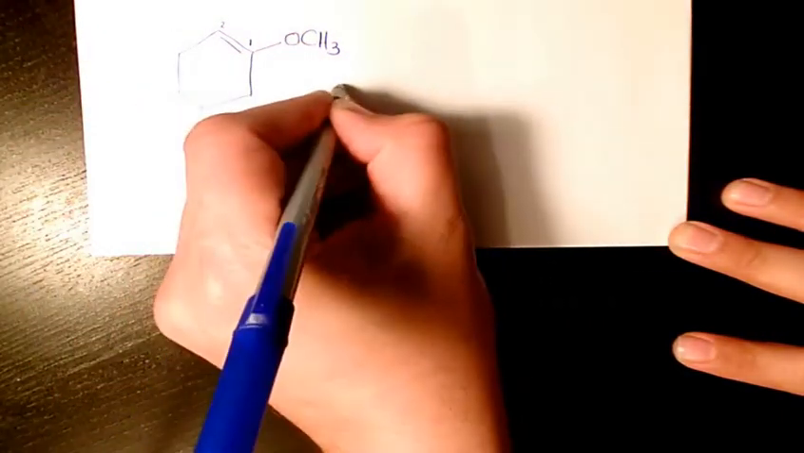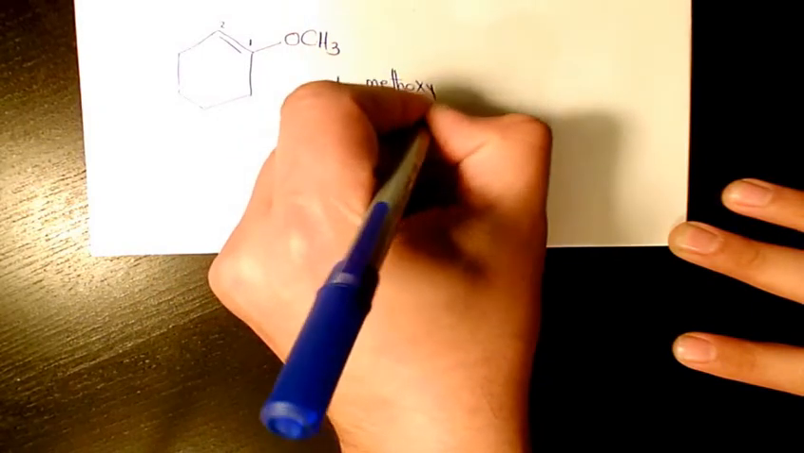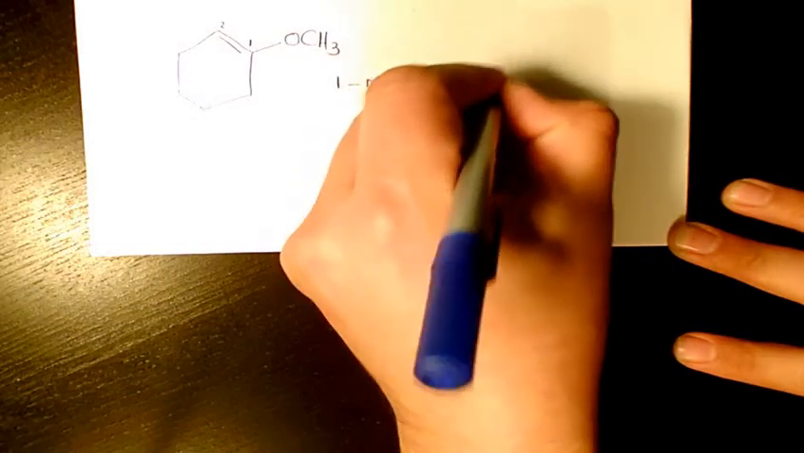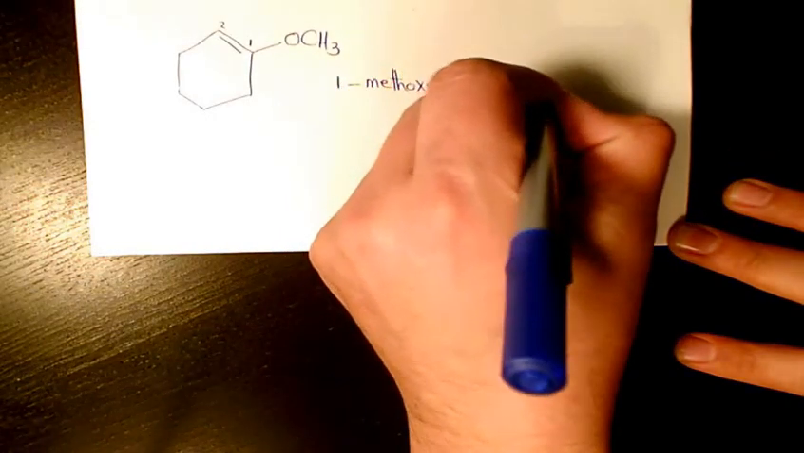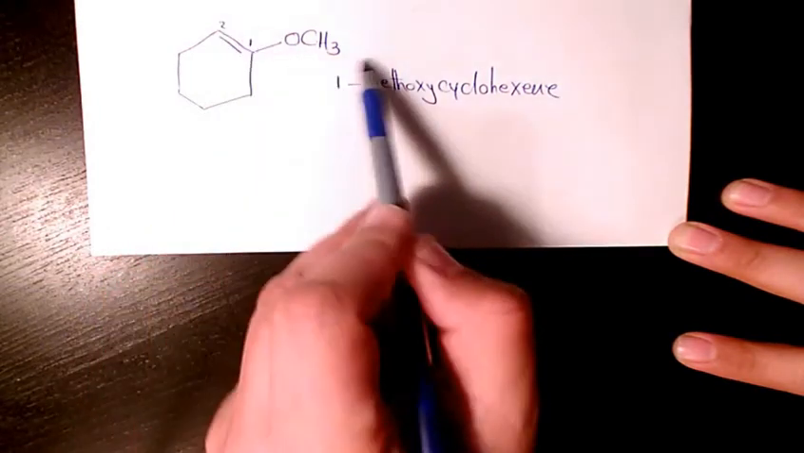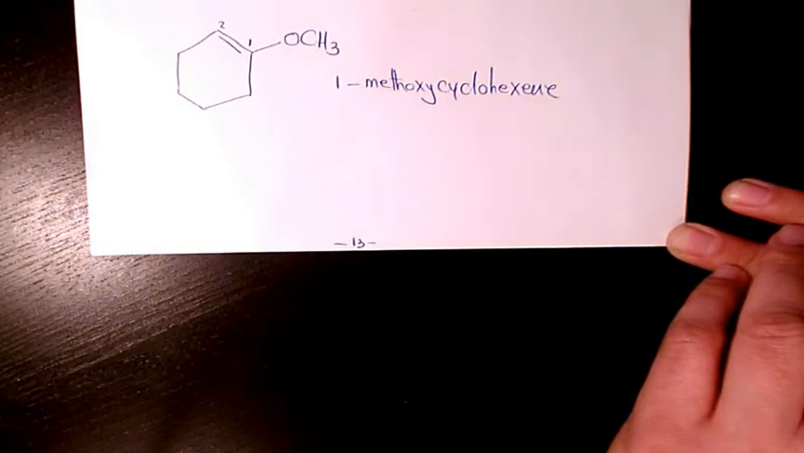So that's going to be 1-methoxy cyclohexene. Hexene because we have this double bond here. So 1-methoxycyclohexene. That's the name of this organic compound.